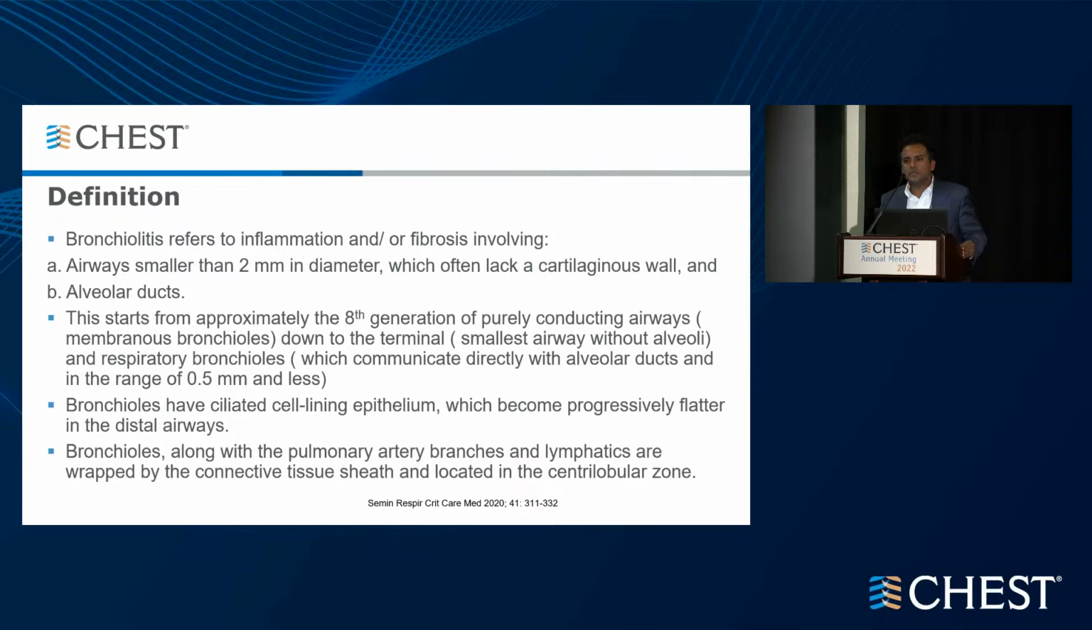Now, bronchioles have a ciliated cell lining epithelium, and it becomes progressively flatter as it moves down to the terminal bronchioles, respiratory bronchioles, and so on. And the bronchioles, along with the pulmonary artery branches and lymphatics, have a connective tissue scaffolding, and these are basically located in the centrilobular zone.